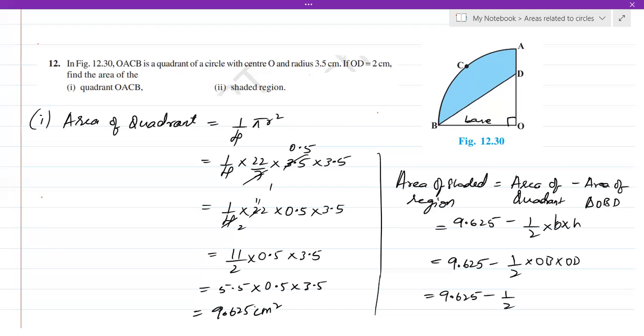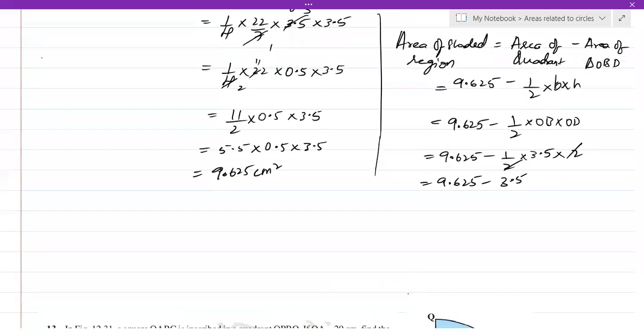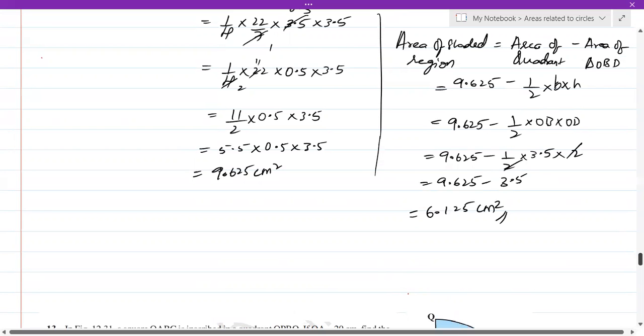OB is basically the radius, right? So OB is 3.5 and OD is given in the question as 2 centimeter. So 2 gets cancelled. So it is actually 9.625 minus 3.5. On subtracting it, we get 6.125. That will be the final answer. Okay, 6.125 centimeter square. That's the area of the shaded region.